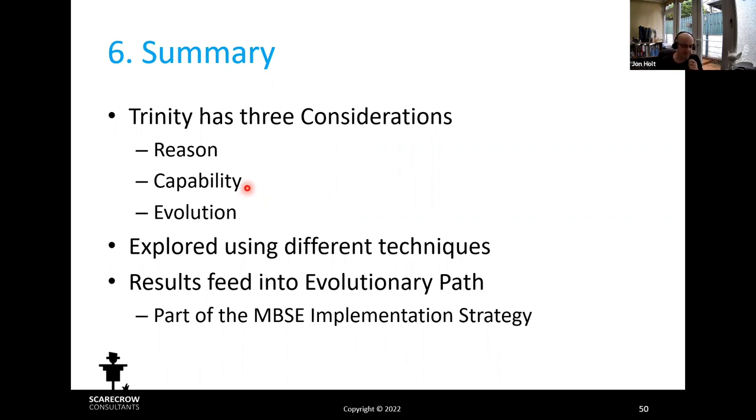In the second presentation, we spoke about the capability. We spoke about MBSE in a slide. Where are you on that at the moment? Where do you want to be? And we explained how that helps us justify the model and the whole model-based approach. And today, we focused mainly on the reason. Why do you want to do MBSE in the first place?